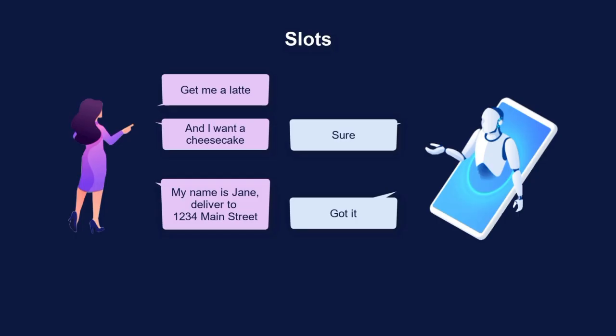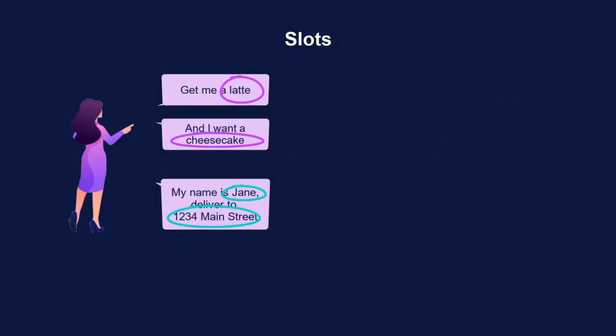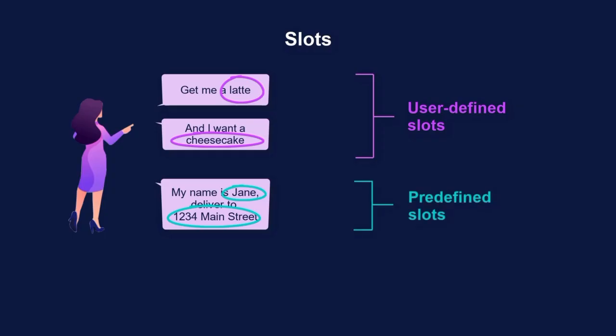For example, in a coffee ordering app, the voice assistant needs to know what coffee the user wants, like latte, cappuccino, americano, what dessert is chosen, and the user's name and address to deliver the order. In Alan, you can use two types of slots to pick out important facts from the user's interactions. First, user-defined slots are customized values for any concept, for example, coffee and dessert types. The second are predefined slots used to capture values of a standard type, like time, date, or location.